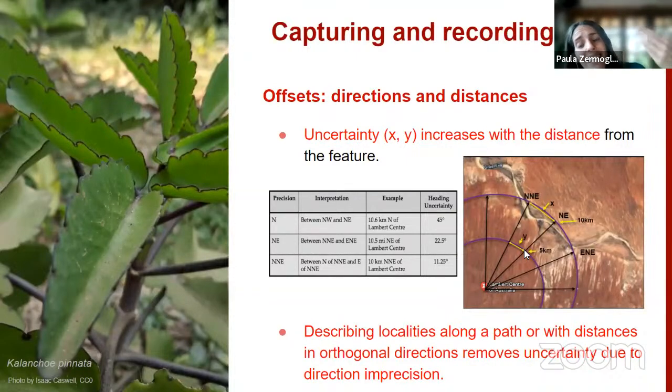Now, if the location was 10 kilometers northeast, we're moving further away. Now check that if we were mistaken in the direction, the error associated increases quite a bit, here marked with an X. So the further we go in the offset, the more divergence we have in the error that we can commit associated with direction. So be very careful with that. And then, again, describing localities along a path or with distances in orthogonal directions is the best way of describing location, because it removes uncertainty due to direction imprecision.